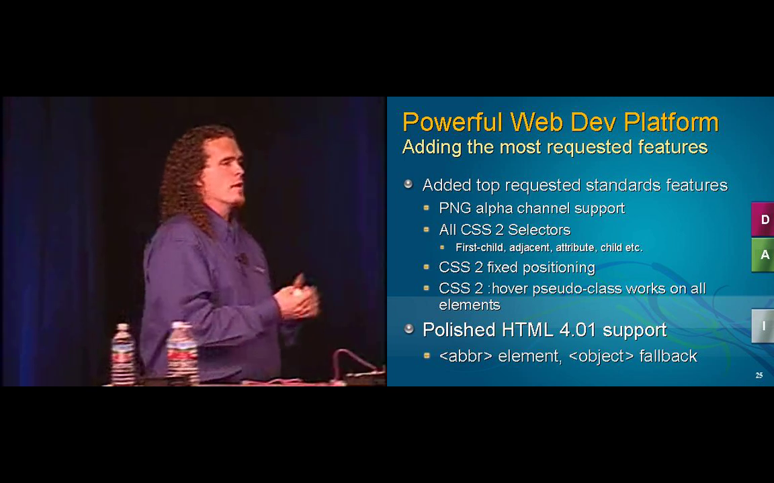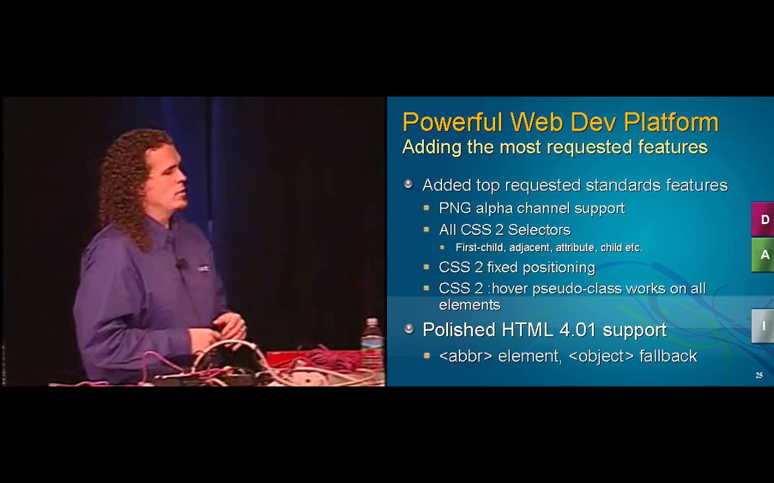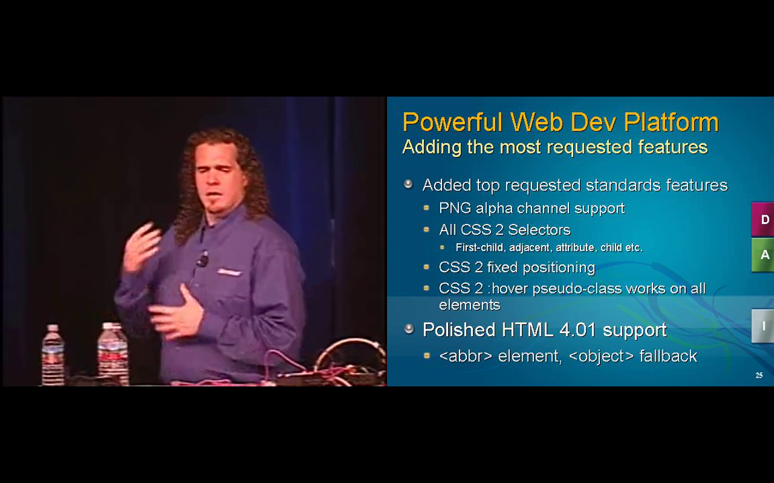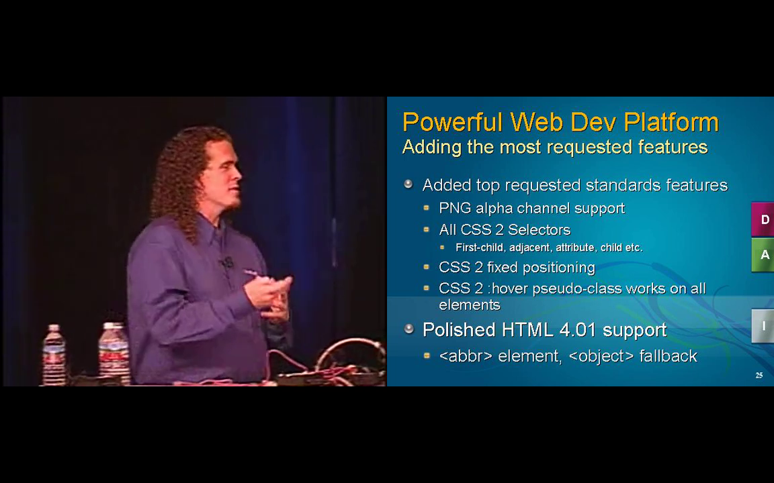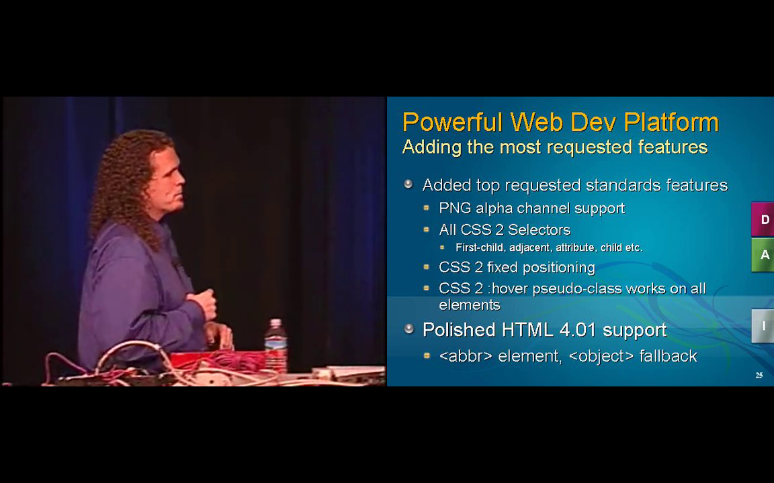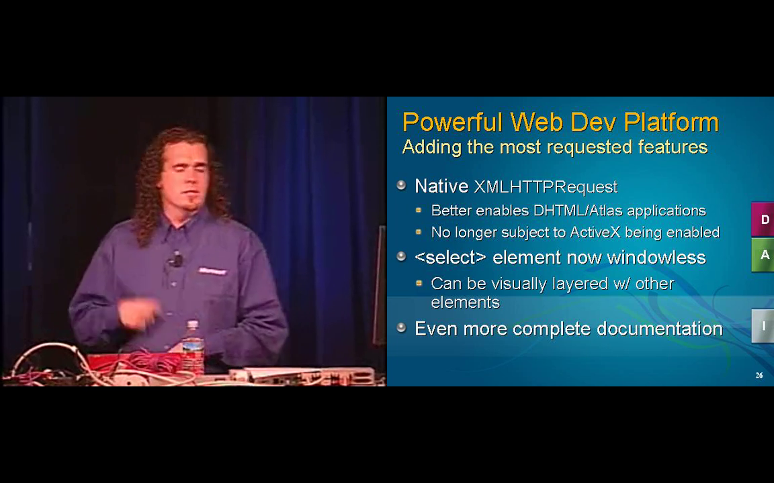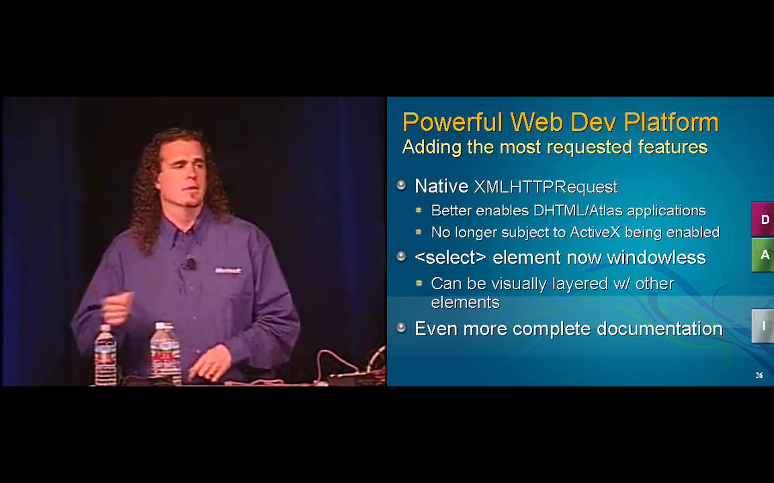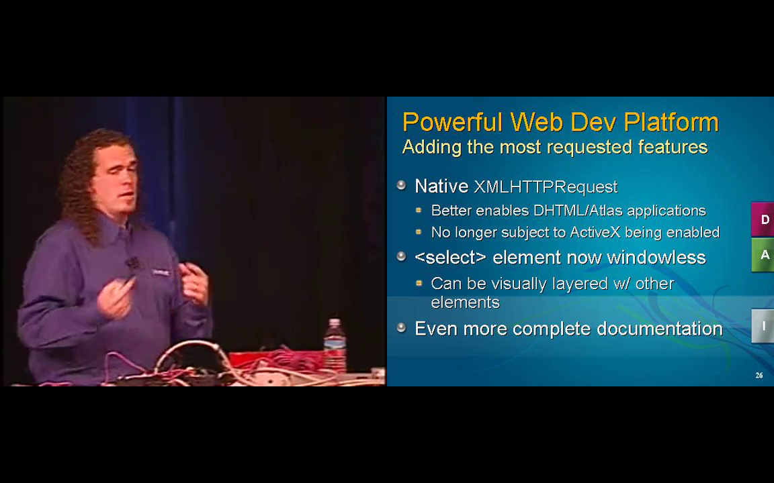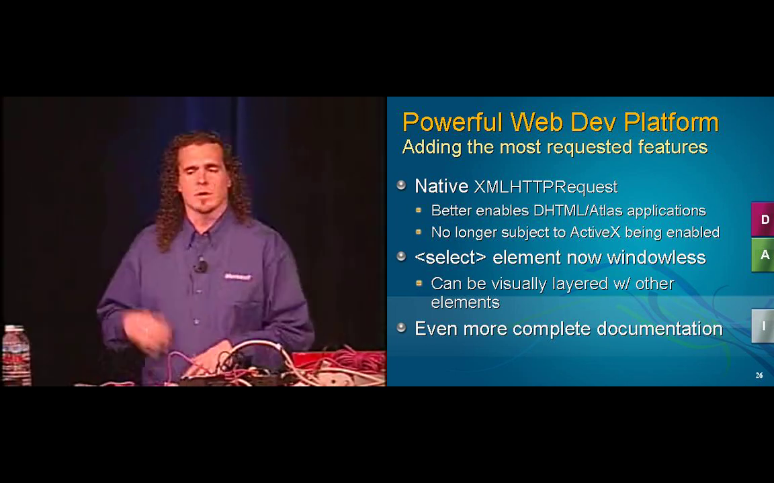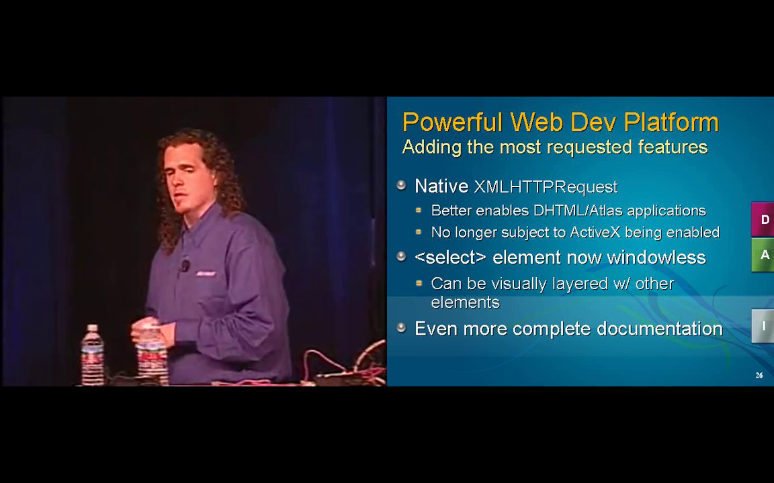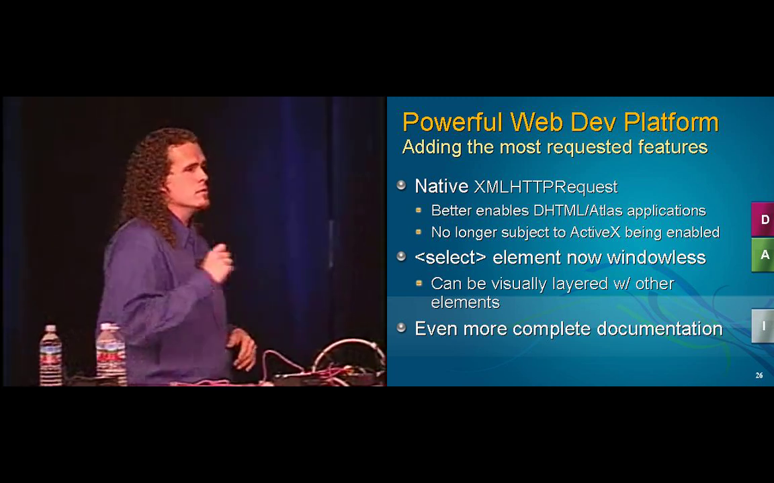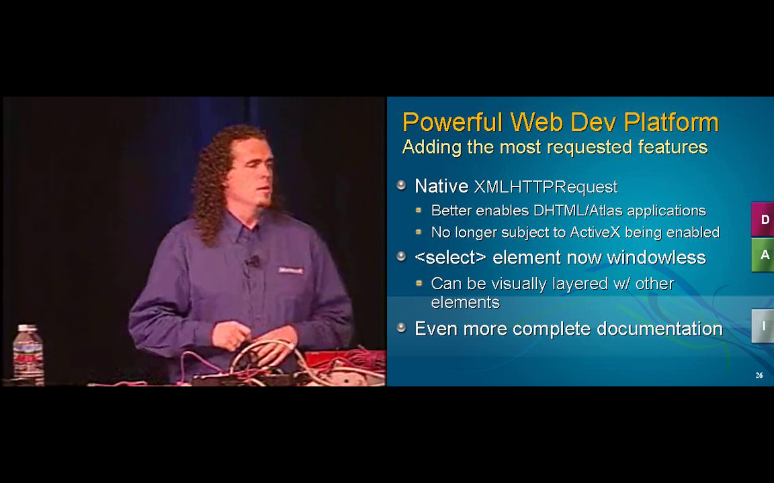There's still a couple of things that are not perfect in there. We do have some problems with images as objects still, and quoting the Q element, I think, was the other thing that we haven't gotten to yet. In addition to this, we've actually made the XML HTTP request a native JavaScript object. This better enables DHTML applications that want to use this, the Atlas applications, for example. Anything that wants to use XML HTTP to do requests to a server.